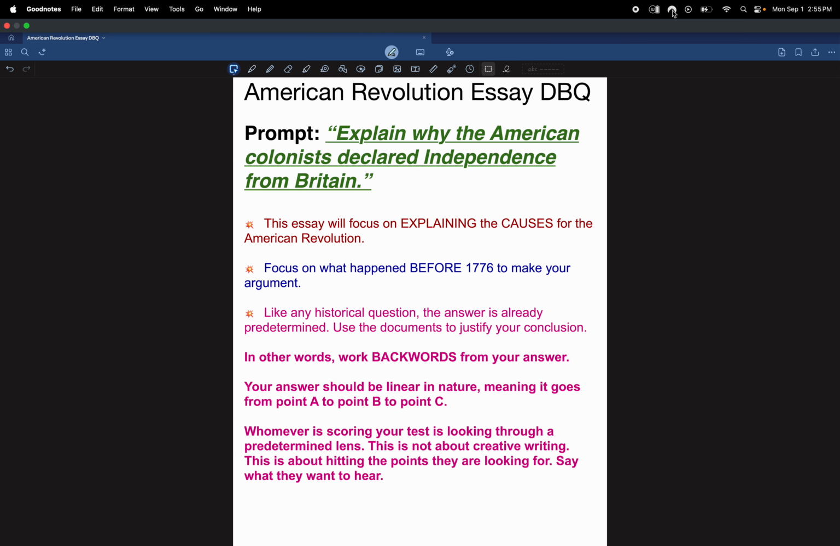Going to be our first essay with Level Up Test Prep. So explain why the American colonists declared independence from Britain. This is a pretty general question you might be asked throughout your educational career, either at high school or at the college level.